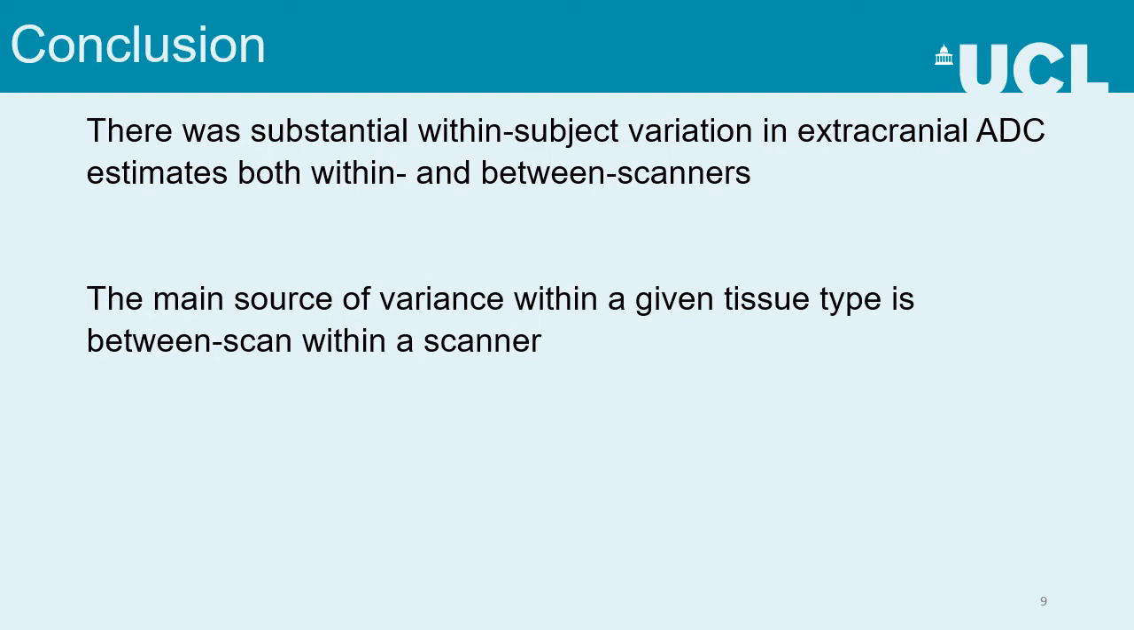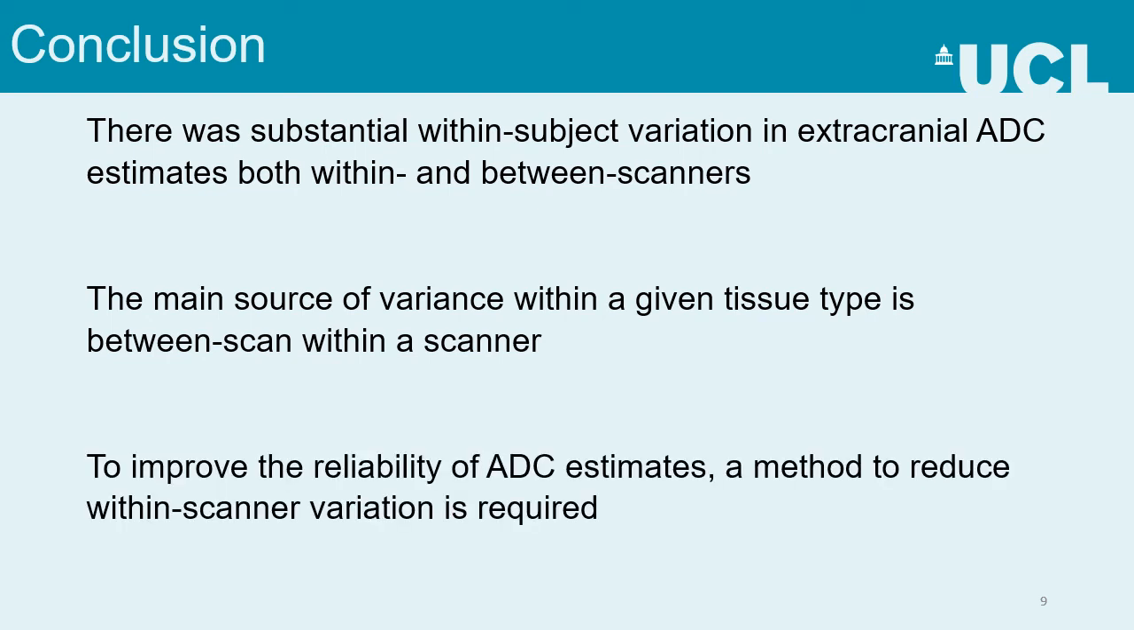The similar magnitude of variation observed within and between scanners suggests that the main source of variance within a given tissue type is between scan variability within a scanner. Our results therefore suggest that to improve the reliability of whole-body ADC estimates, a method to reduce the within-scanner variation is required. Thank you for listening.